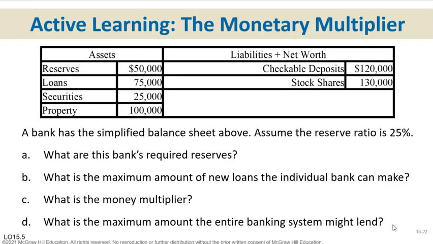For the last one here, you want to solve for the maximum checkable deposit expansion or solve for the change in the money supply. That's the same thing. The wording is a little different, but keep in mind here when we're looking at the maximum amount that the entire banking system can lend, that's the same thing as solving for the change in the money supply. Pause the video here and give it a shot, and then I will go over it.